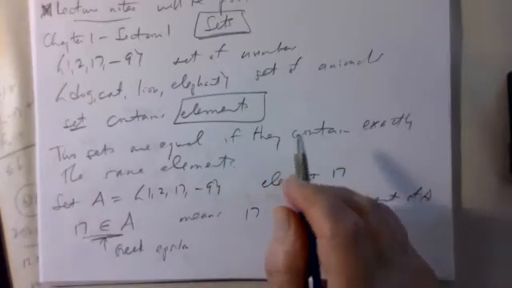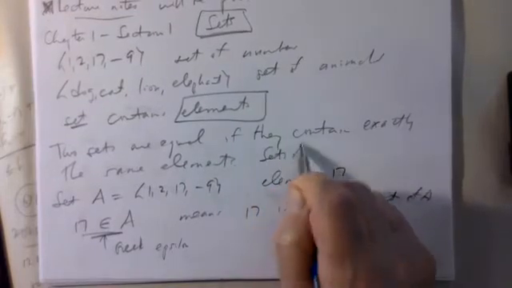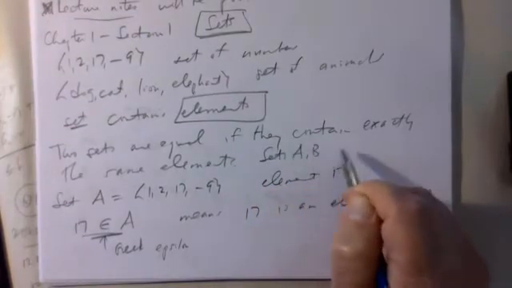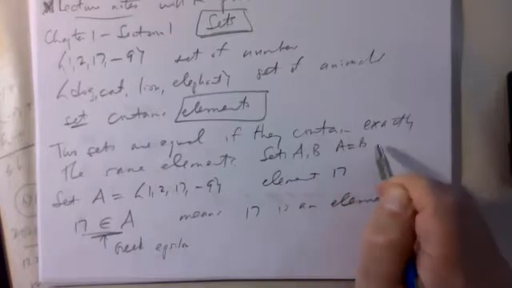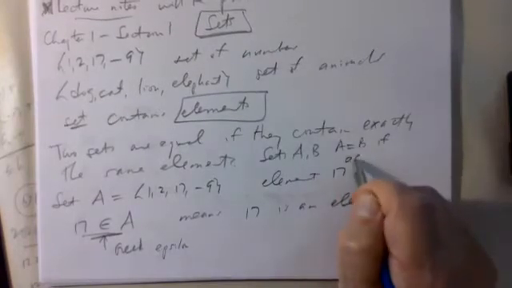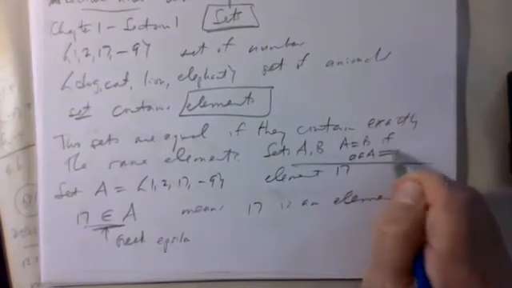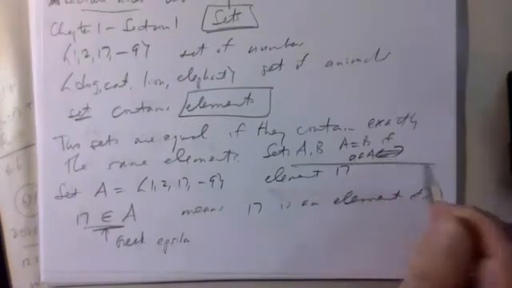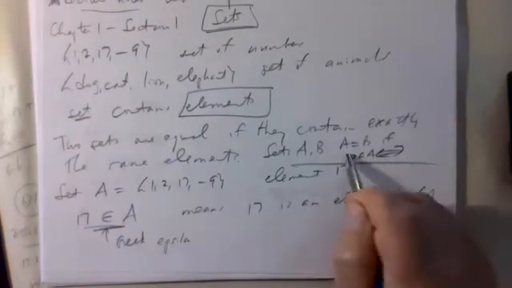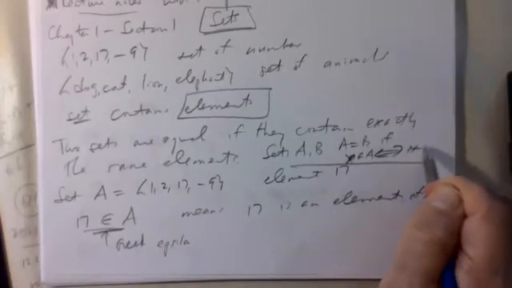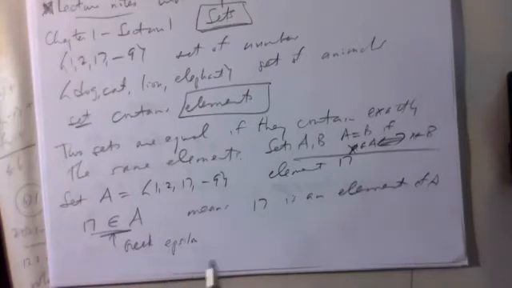So for example, if we have sets A and B, we would say A equals B if X is an element of A if and only if, that's what this double-headed arrow means, X is in B. That's what it means for two sets to be equal.